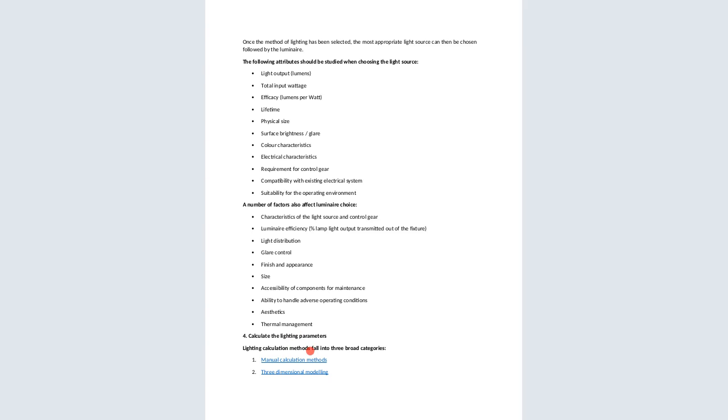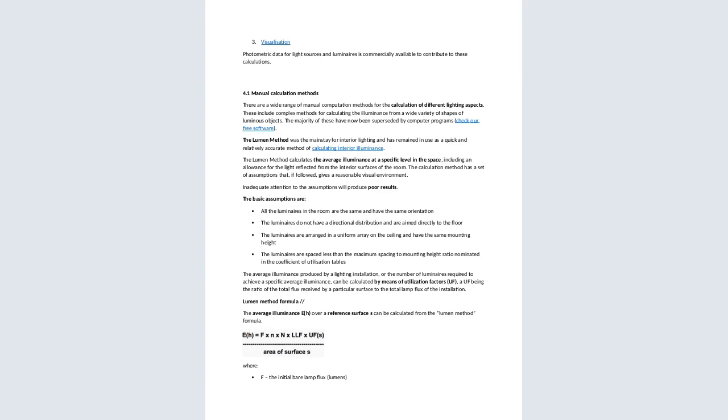Then calculating the lighting parameters, we have the lighting calculation methods, which fall into three broad categories. We have the manual calculation method, the three-dimensional modeling method, which is normally done using software, and we have the visualization.